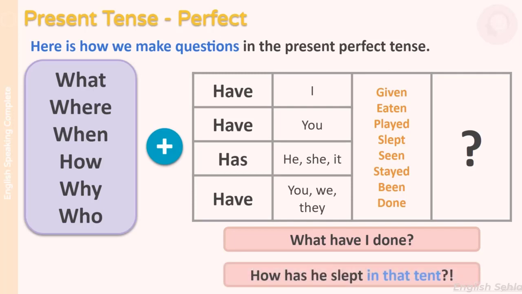How about this? How has he slept in that tent? Some element of surprise there. How has he slept in that tent? I suppose it's surprising that the person could sleep in this poor quality tent or whatever it may be. How has he slept? In that tent. And we have the detail in blue there. So definitely a useful table to use.